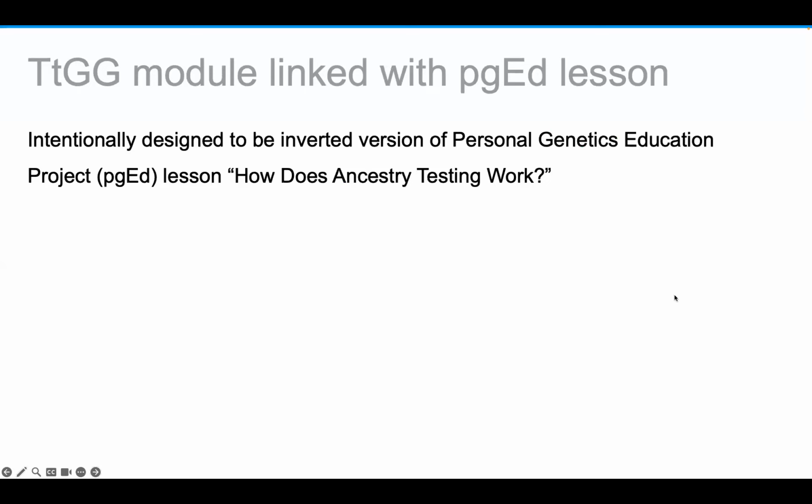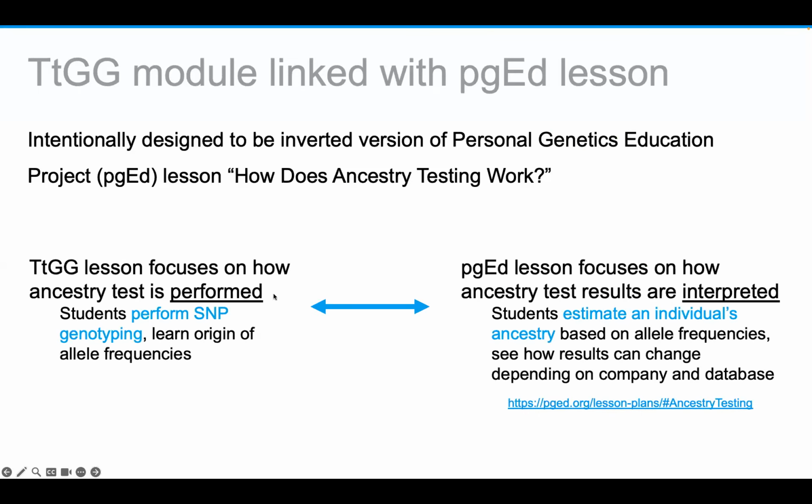And finally, I just wanted to share that this lesson was intentionally designed to be linked with another lesson from the Personal Genetics Education Project. They have a fantastic lesson called How Does Ancestry Testing Work? And our lesson is focused more on how ancestry tests are performed. So students get to perform that SNP genotyping themselves, and they learn how to calculate the allele frequencies, where those numbers come from. The PG Ed lesson is kind of flipped from this perspective.